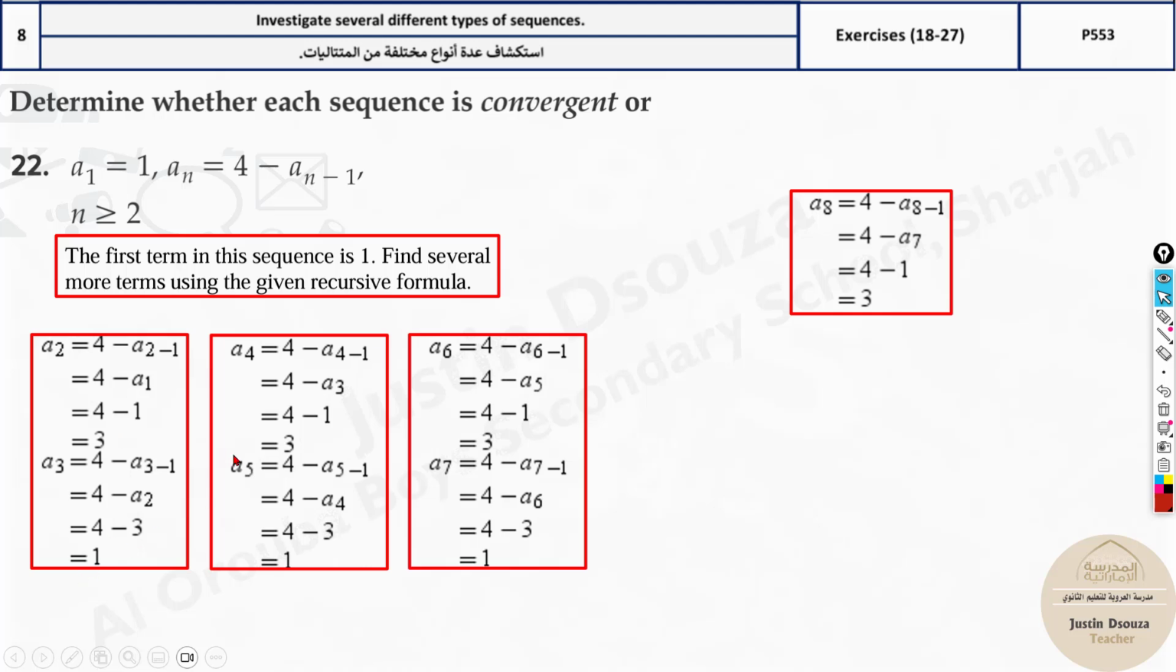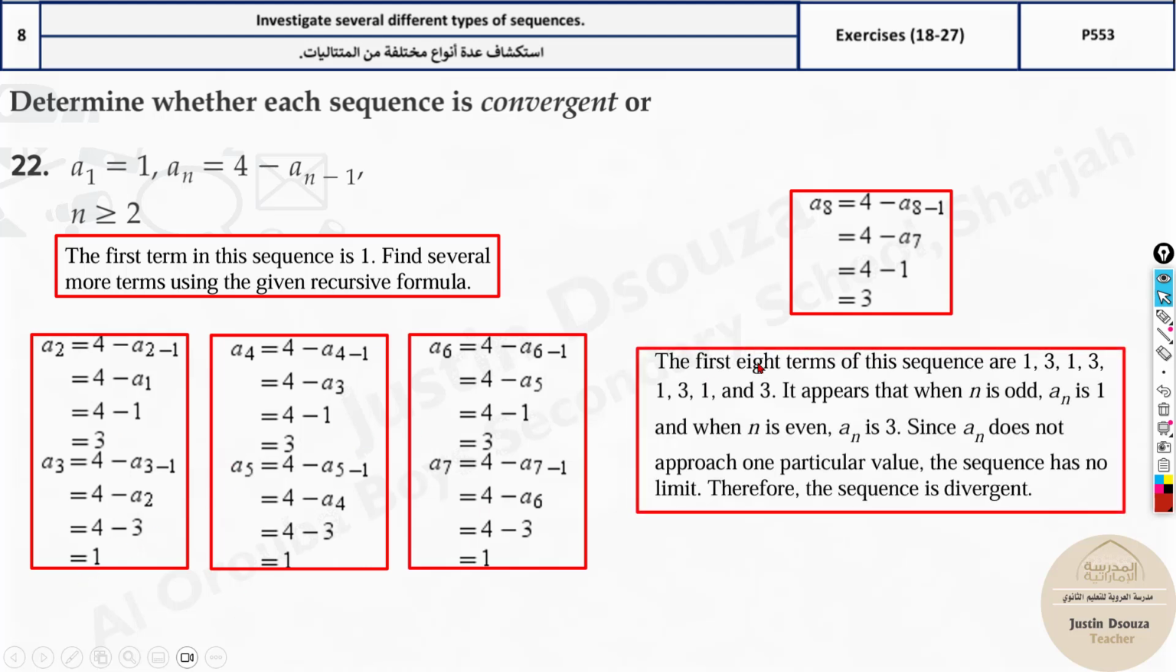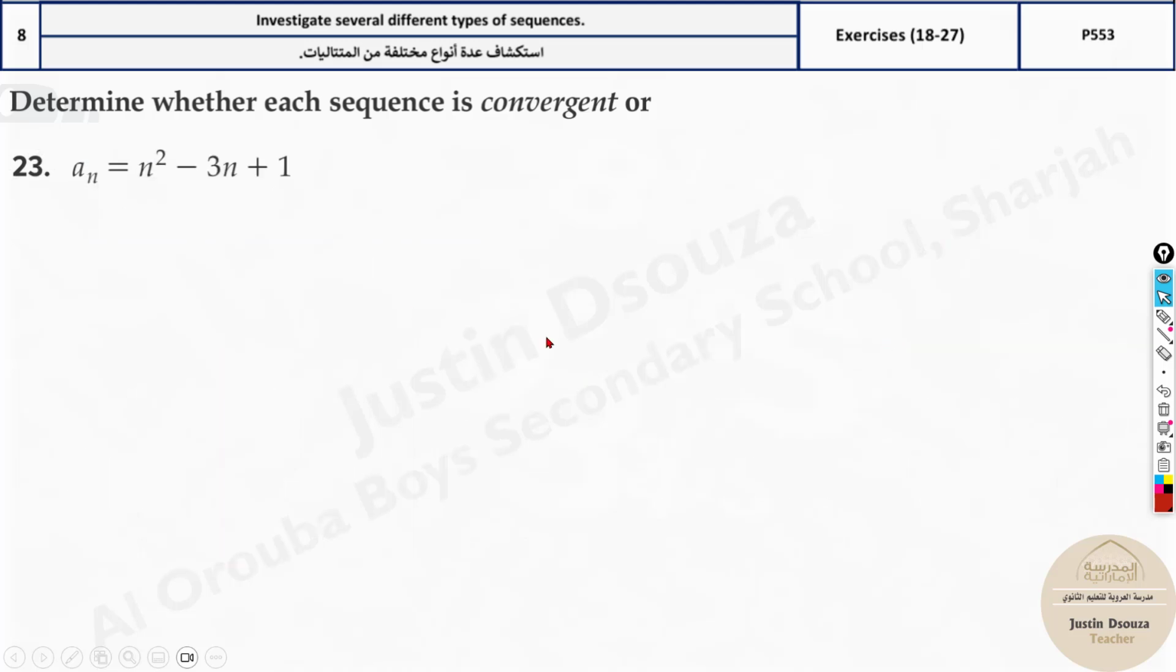Look over here, the answer is 3, 1, 3, 1, 3, 1. So this is divergent because it's not coming close to a single answer. There are two values which are jumping. So if you keep on doing the values, it will be just 3, 1, 3, 1, 3, 1. So that doesn't help us. This is not convergent, it's divergent.